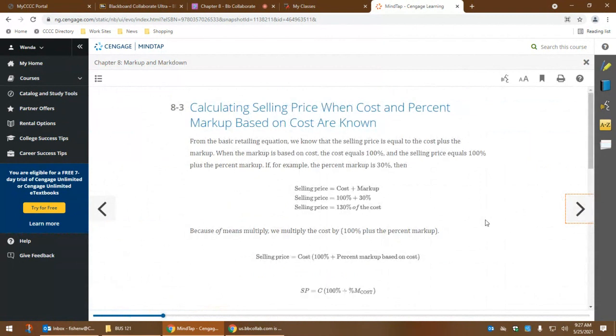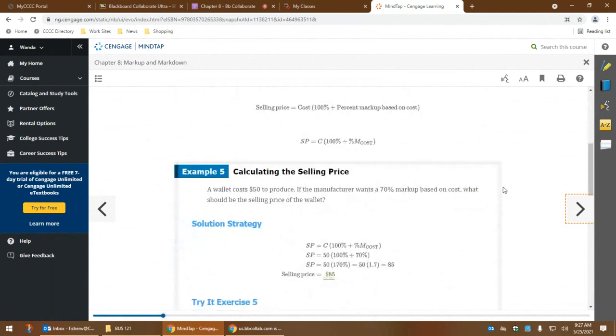All right, we can calculate the selling price when the cost and percent markup are known. So selling price equals cost plus markup. Selling price is going to be 100% of the item for the cost plus the 30% markup. So we can find the selling price. It's going to be 130% of the cost. So that's one way that we could do that.